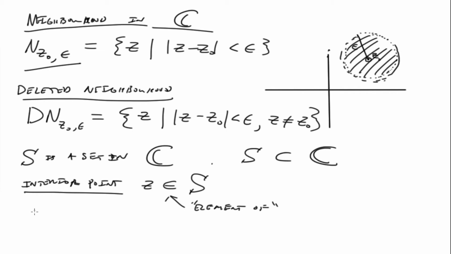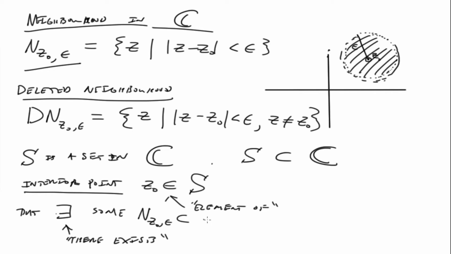Okay. An interior point, Z, of a subset of an element of S, that means there exists some neighborhood of the point. I'm going to call this Z naught, epsilon, that is wholly inside S.